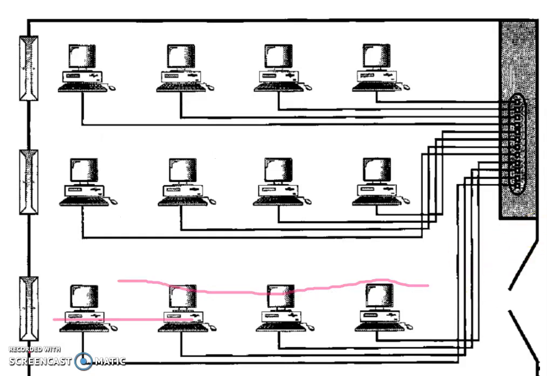Right. If you see here, this is the structure of a LAN. It comes under star topology. We are using a hub, and through the hub we are connecting all the systems.